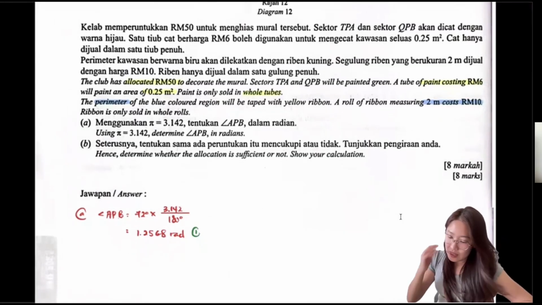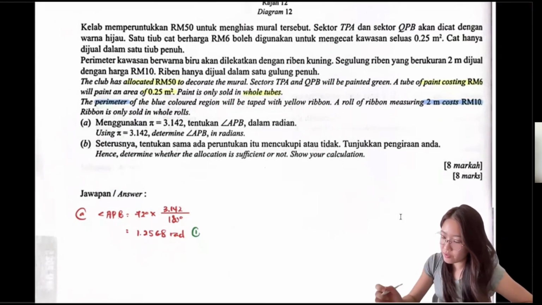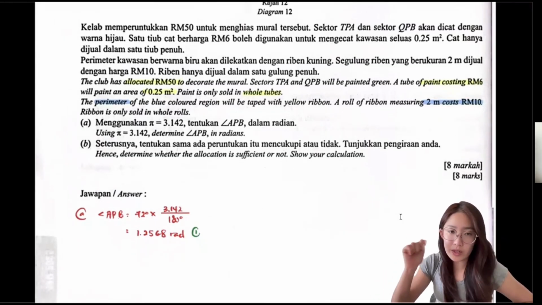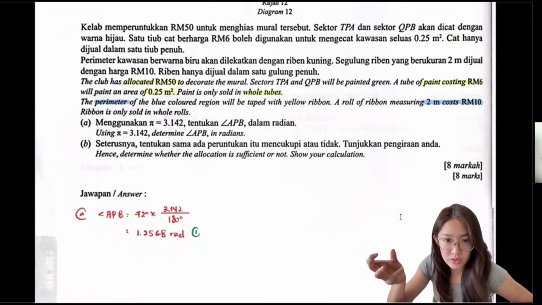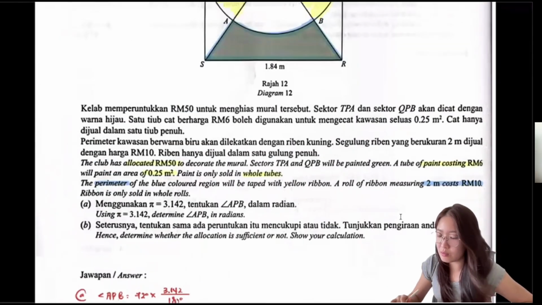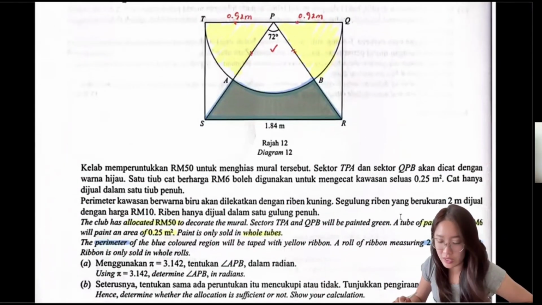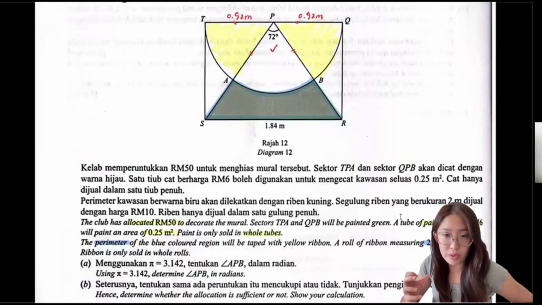Then, hence, determine whether the allocation is sufficient or not. Show your calculation. So we have to find the area of the 2 sectors and find the number of tubes of paint we need and how much is the cost, and the perimeter of the blue color part that I shaded. And then how many rolls of ribbon do we buy and the total cost.